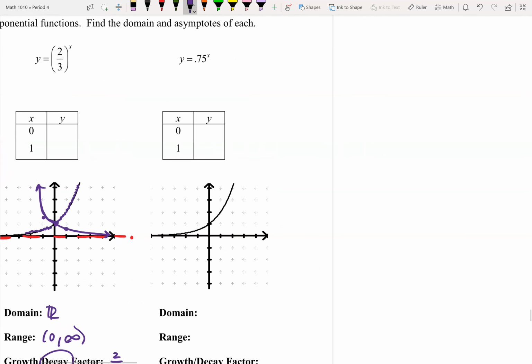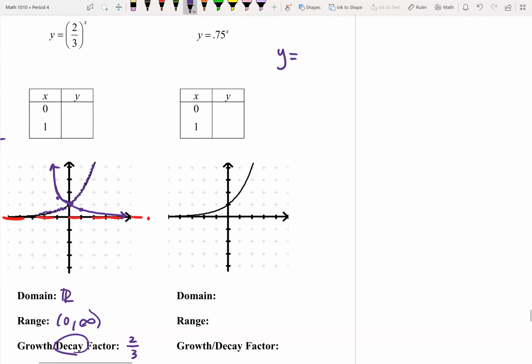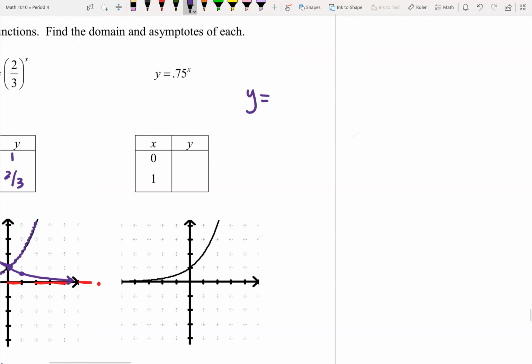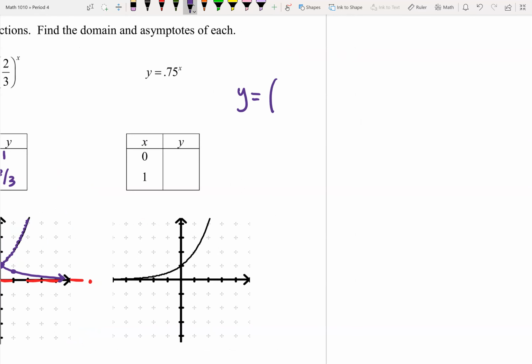Okay, next one. I know this is crazy, but it might be easier. Oh, let's do the table. 2/3 to the 0 is a 1. 2/3 to the first is 2/3. I know this is crazy, but it might be easier if you write it as a fraction. 3/4 to the x. 3/4 is 0.75.